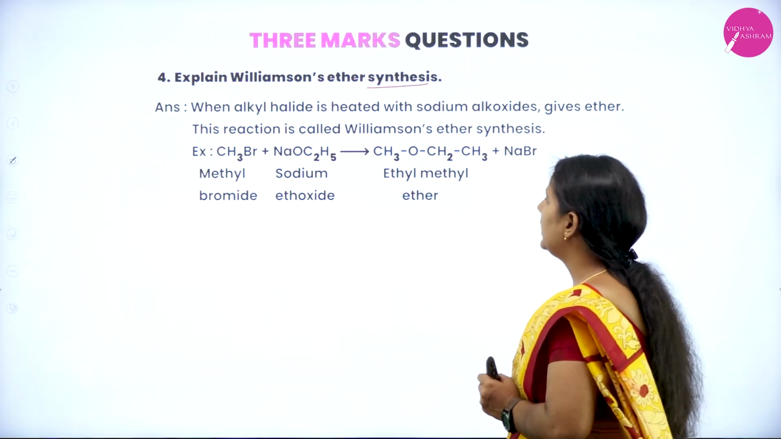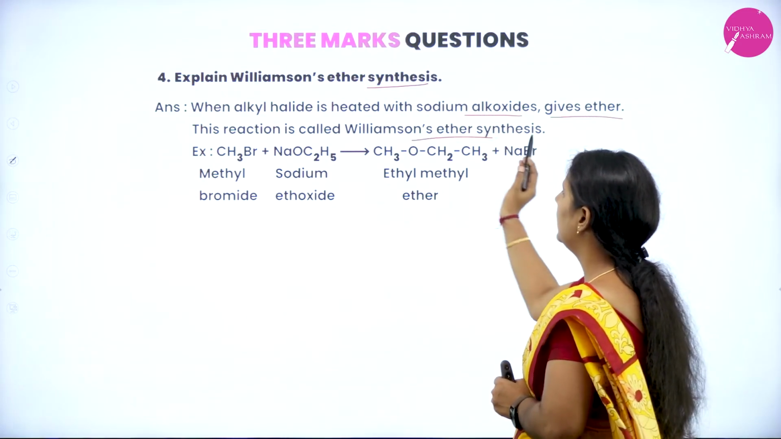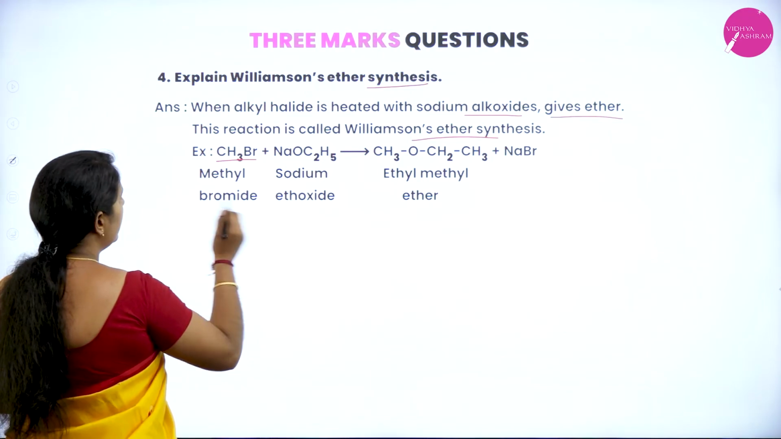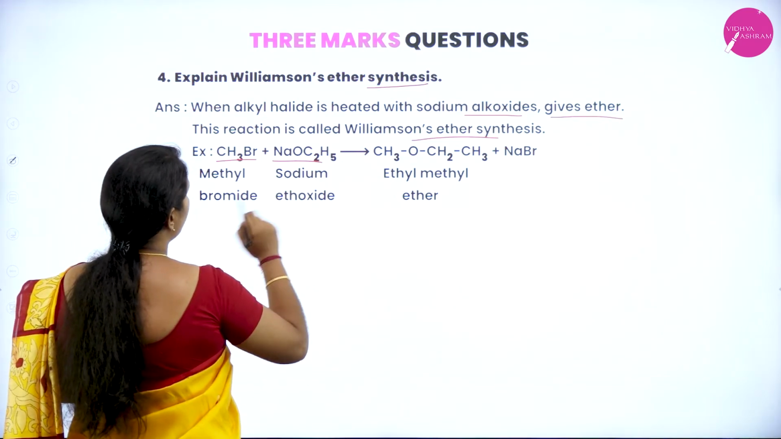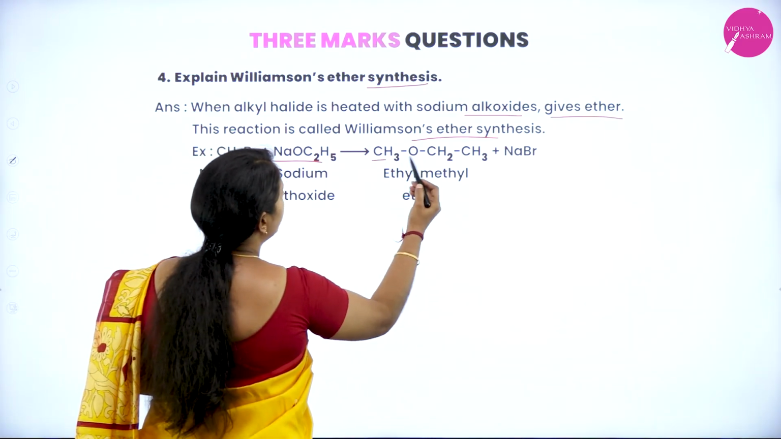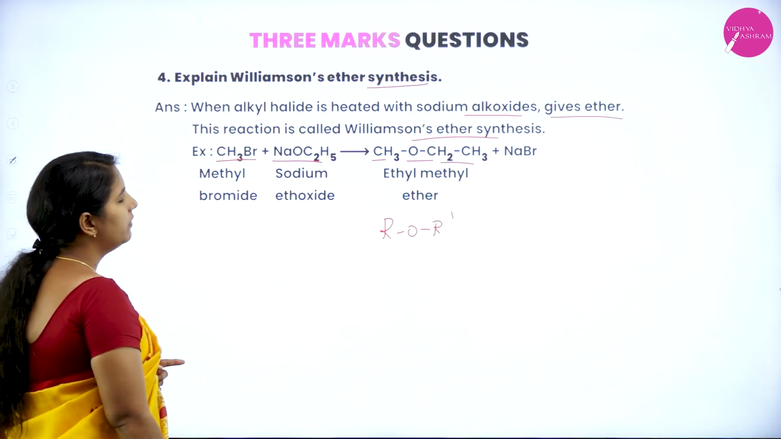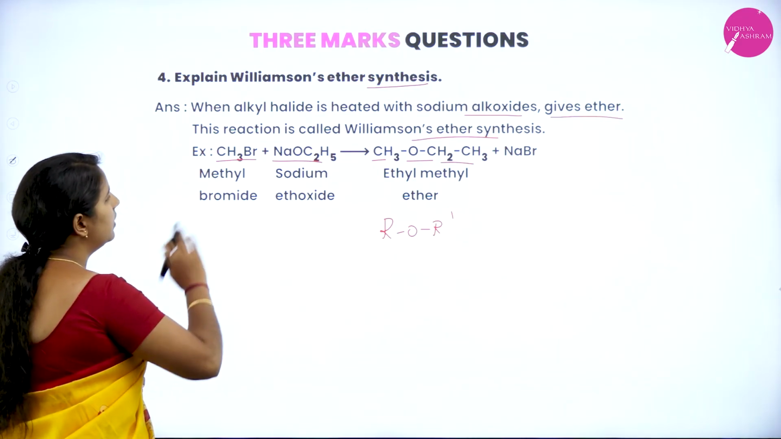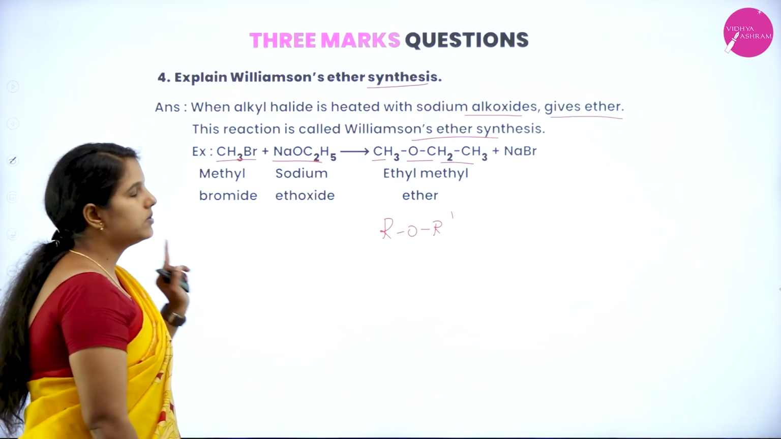When alkyl halides are treated with sodium alkoxide they give an ether, and this reaction is said to be Williamson ether synthesis. What are we taking? Alkyl halide, that is CH3Br, which is going to react with sodium alkoxide. The name of this compound is sodium ethoxide. Why is it ethoxide? Because an ethyl group is there. So, it gives us an ether, R-O-R', with the release of sodium bromide. This preparation of ether from sodium ethoxide by using an alkyl halide is said to be Williamson ether synthesis.